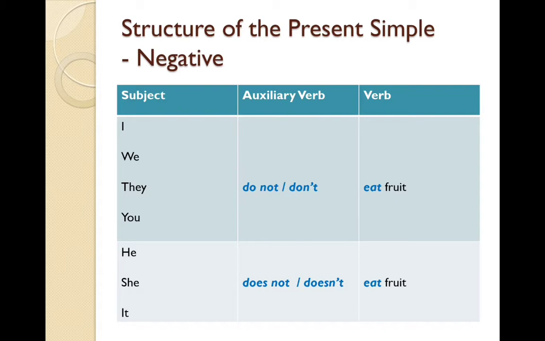He does not eat fruit. And again, we can contract does not to doesn't. He doesn't eat fruit. She doesn't eat fruit. It doesn't eat fruit. Now, it's much more natural when speaking to use the contracted form.